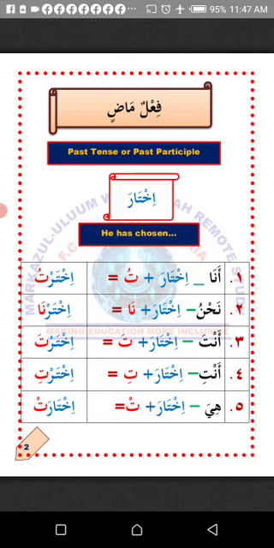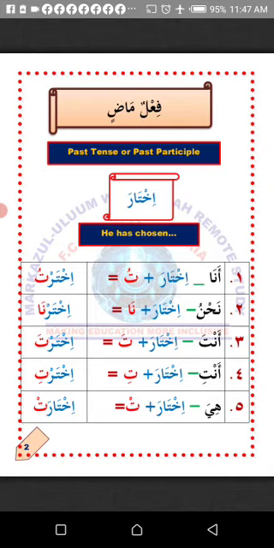Ikhtara simply means he has chosen. He in Arabic is huwa, which is the opposite of hiya, she. So how do we now change the verb ikhtara to suit the following pronouns? Wahid, number 1. Ana, I. So how do we change the verb ikhtara to suit ana?